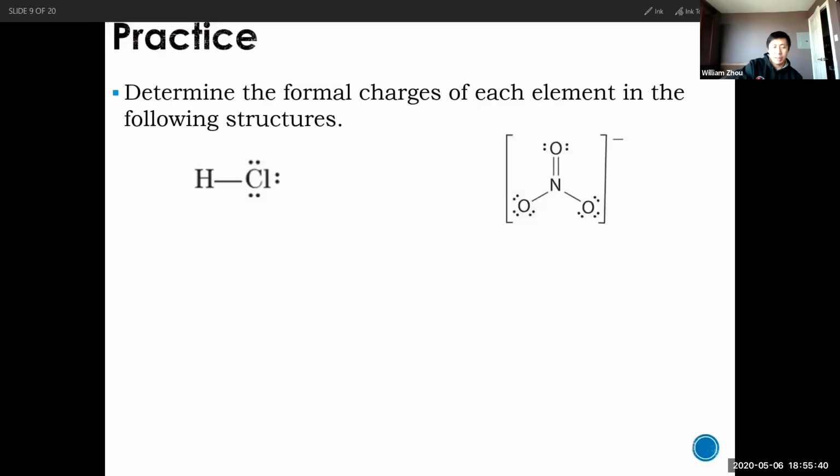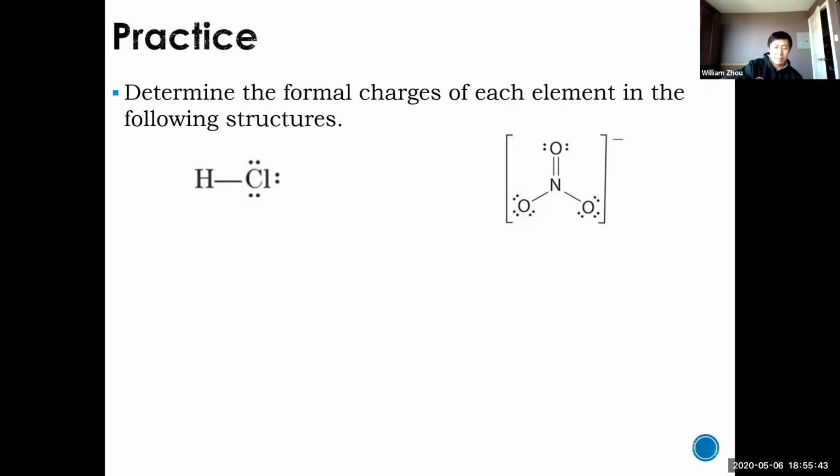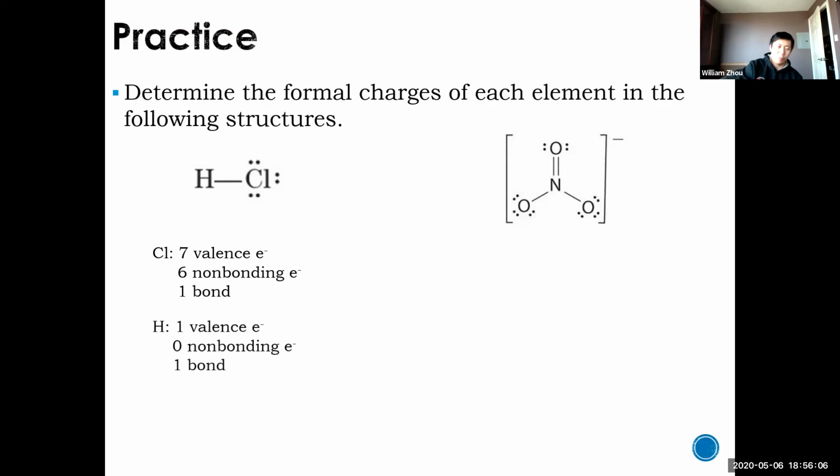All right, let's look at HCl first. HCl is quite simple. You just have 2 elements, so hydrogen and chlorine. If you look at the chlorine, all chlorines have 7 valence electrons, and this one in particular has 6 non-bonding electrons, so 6 dots around the chlorine, and 1 bond. And for the hydrogen, all hydrogens have 1 valence electron, and none of them are non-bonding, and you have 1 bond.